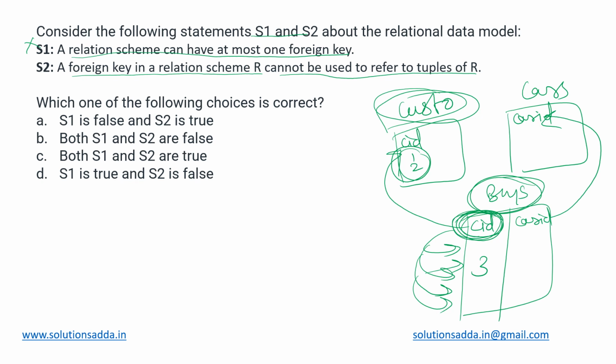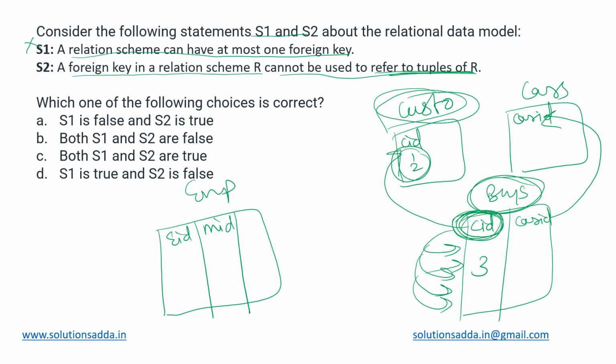So this statement is saying that we cannot refer to the tuples of the same relation from which we have referred. For this, we can have a counter example such as an employee table. It has an EID column and a MID column, meaning employee ID and manager ID, telling us for which employee we have which manager. Let us say employees 1 and 2 both have the manager 3. And then there is no manager for 3.